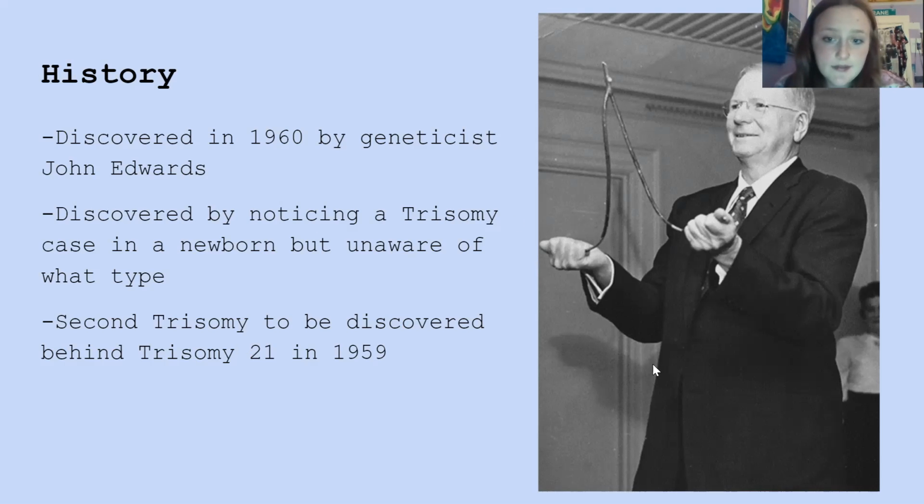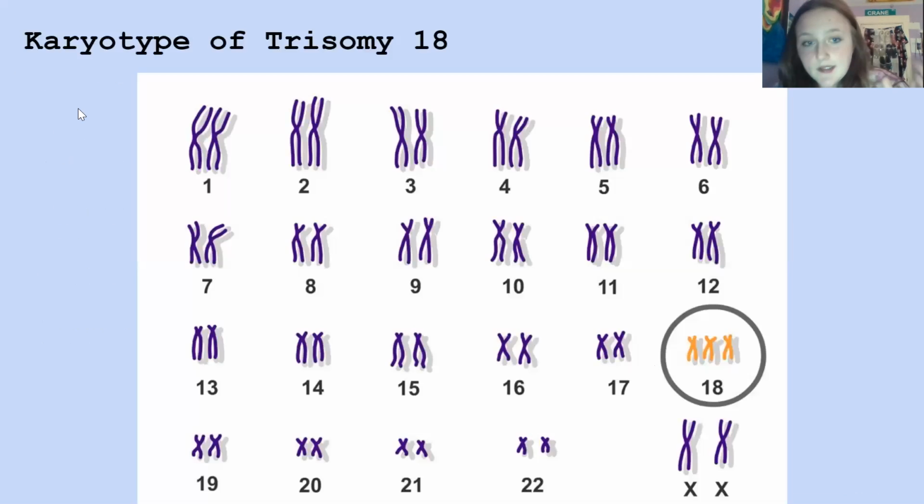It's really sad. So this is the karyotype sheet for trisomy 18. You can see that there's 3 chromosomes on the 18th chromosome. That's about it for that.